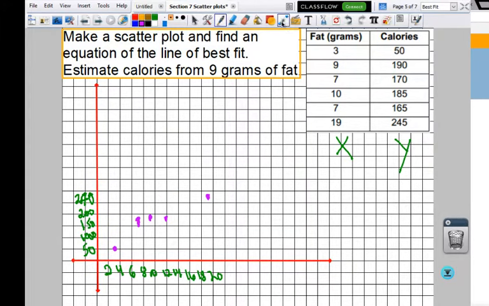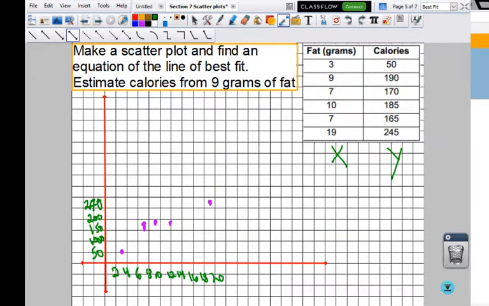What's the equation? Y equals mx. Y minus y1 equals m, x minus x1. Learn to use some more numbers, Richie.